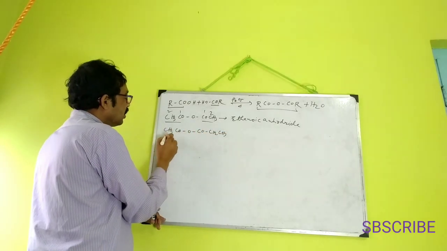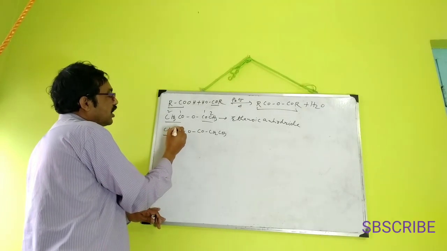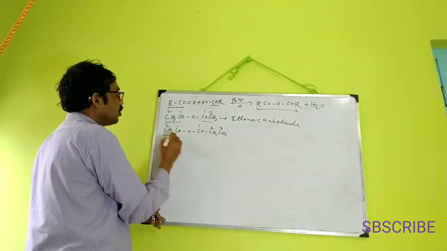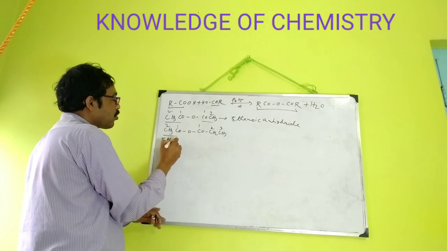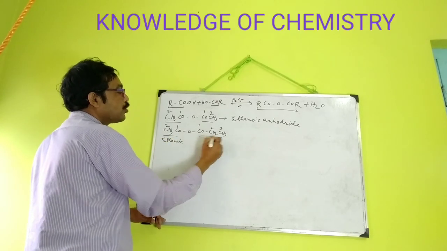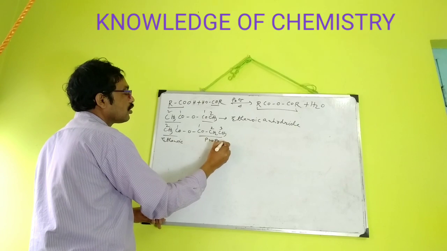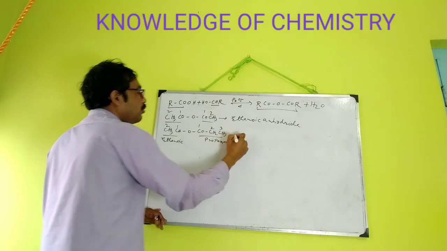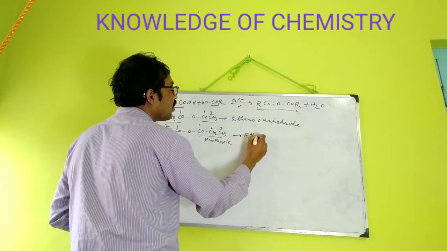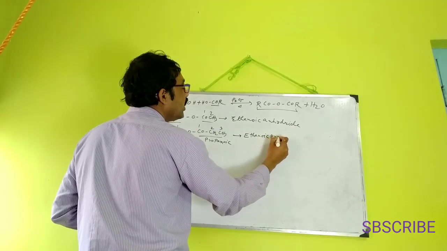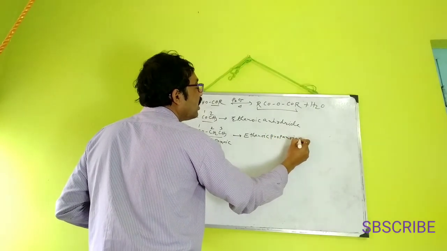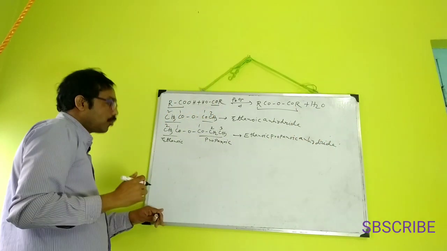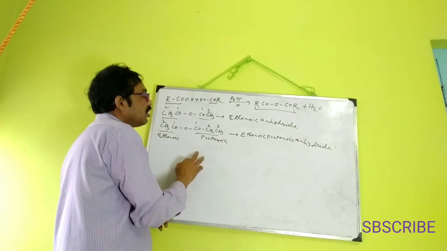Similarly, CH3CO-O-COCH2CH3. Here one group contains 2 carbon atoms, but the other contains 3 carbon atoms. So it is ethanoic and this is propanoic. So E first then P. So its name will be ethanoic propanoic anhydride. In this way you can name the different anhydrides.